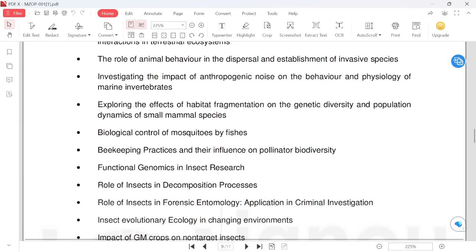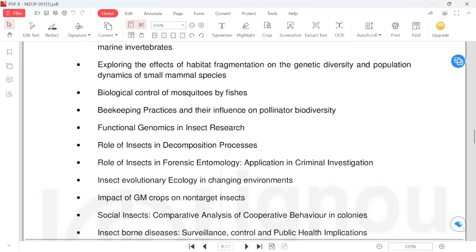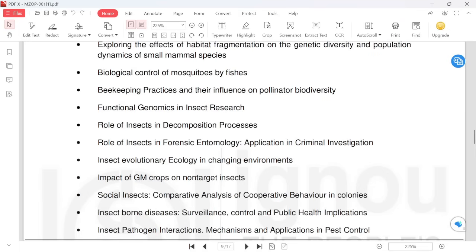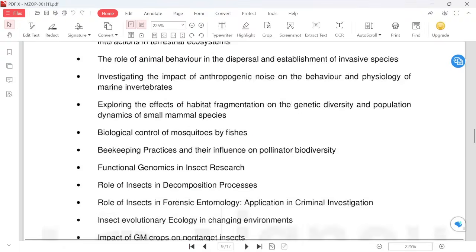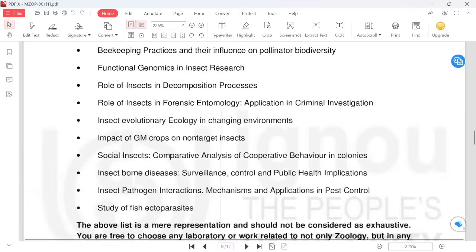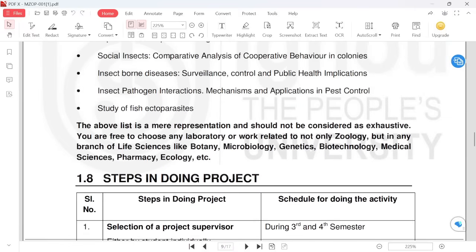Biological control of mosquitoes, biophysics, role of insects in decomposition processes. There are so many topics given here. So these are the main topics you can select and study with. Okay, now let's move ahead.